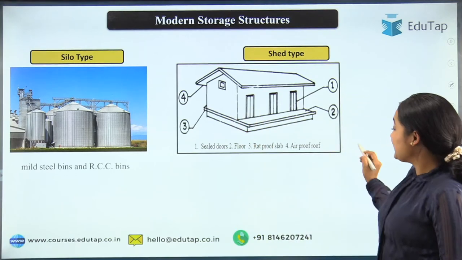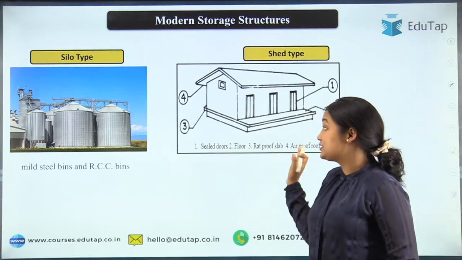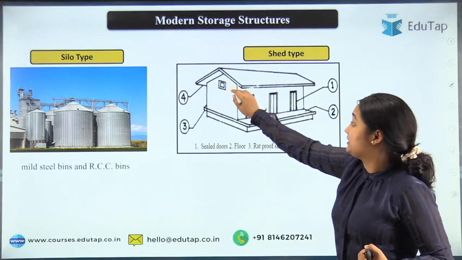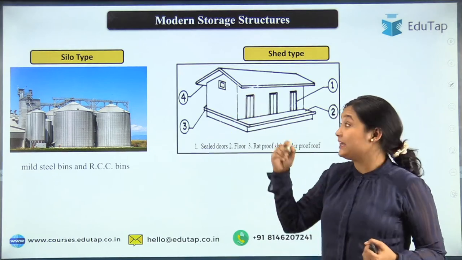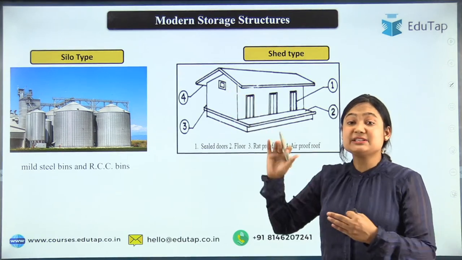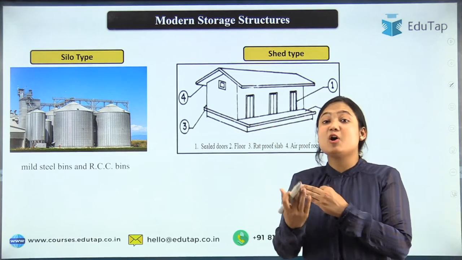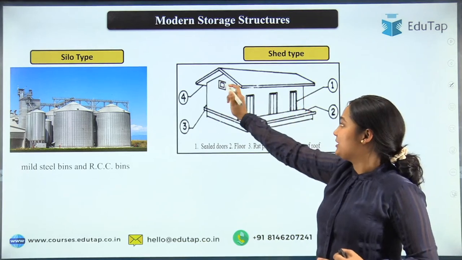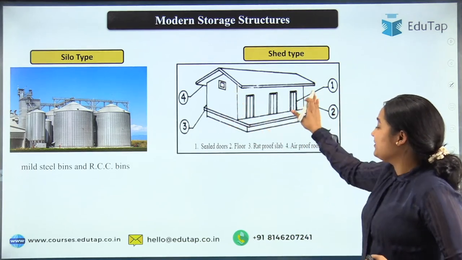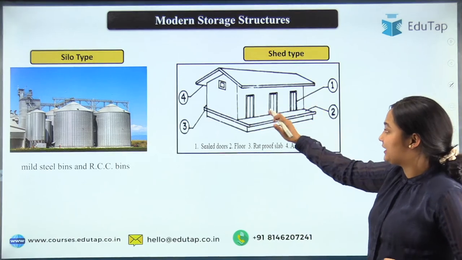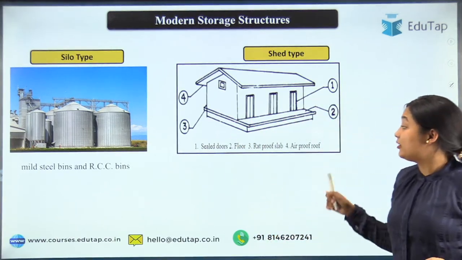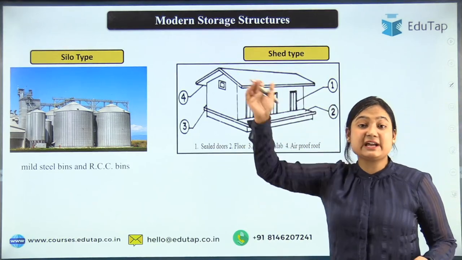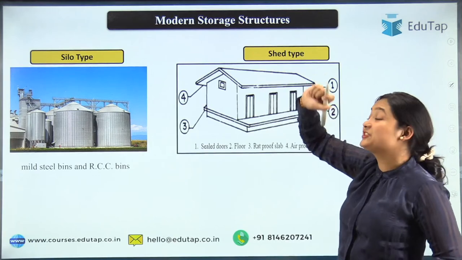Okay, so shed type is very important. Why? Because your FCI is using it and they are of very huge capacity. Again, sometimes there can be a window. Why? For the aeration. But again, these windows will be guarded. There will be some mechanism that will prevent the fungus or the bacteria, the spores or anything, the pests, even the flies from entering. There will be a structure to prevent all that, and there will be doors that will be sealed so that nothing can enter your storage room. These are again for use by your FCI. Very important. So the question that can come from here is, which of these does FCI use? So your answer should be the shed type.